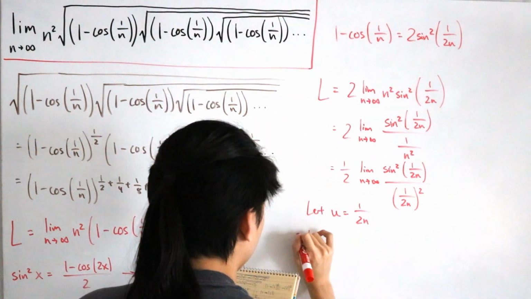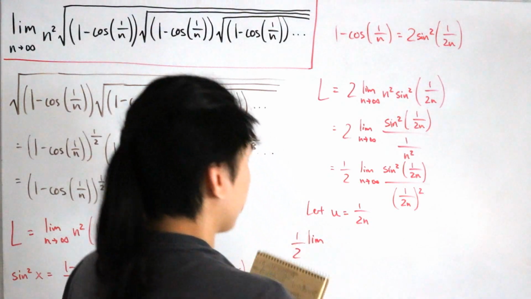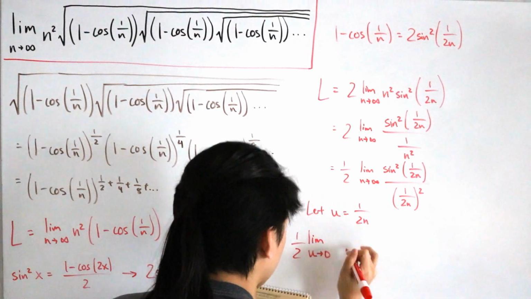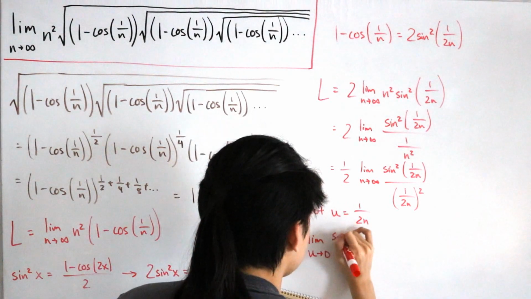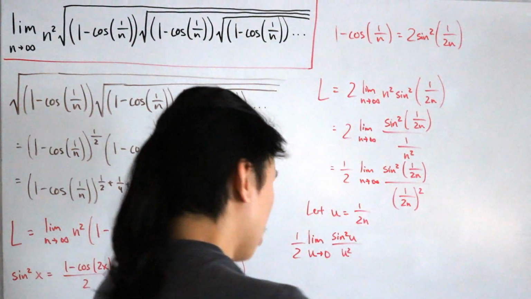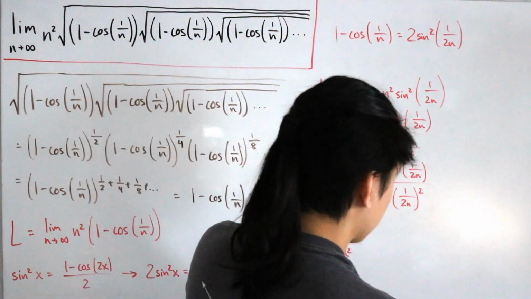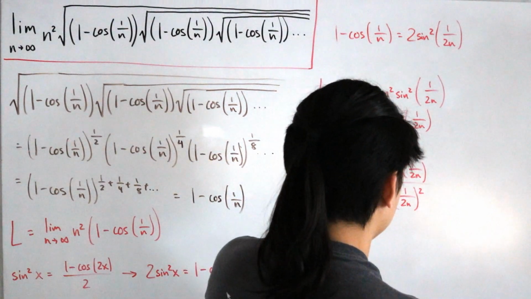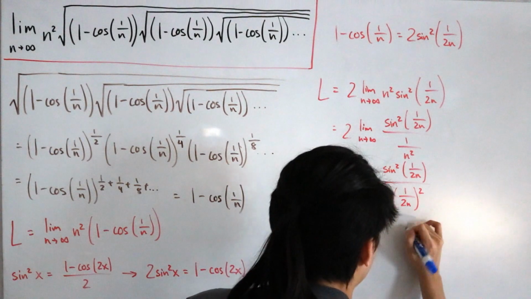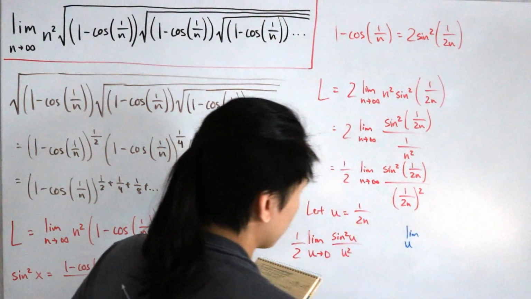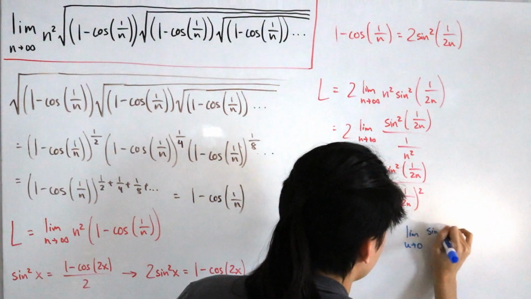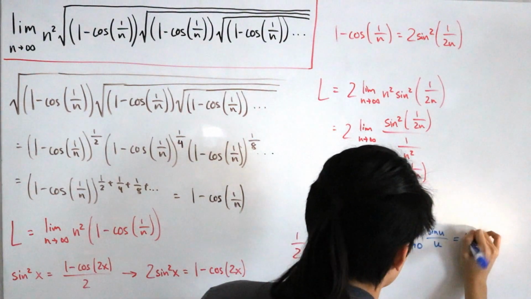So let's see, I have a 1/2 outside over here. If n approaches infinity, that means u is going to tend towards 0. And we have sine square of u, divided by u squared. And here's a little note that I'm sure all you guys remember, this property from your standard calculus 1 class. Specifically, the limit as u approaches 0 of sine of u divided by u is just going to equal 1.